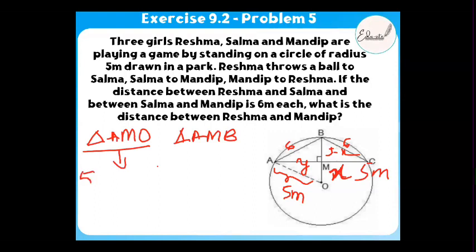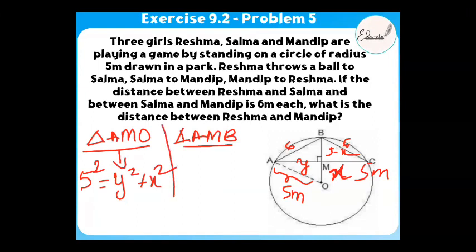How will you apply this, beta? What is the hypotenuse in AMO? Is it not 5 square? Yes. 5 square is equal to y square plus x square, correct? AM is y square, MO is x square. So this is for the first one. What about triangle AMB, beta? Is it not 6 square is equal to y square plus 5 minus x whole square?